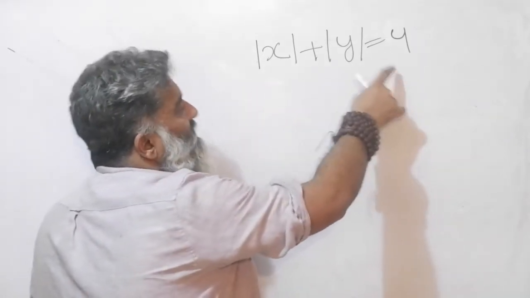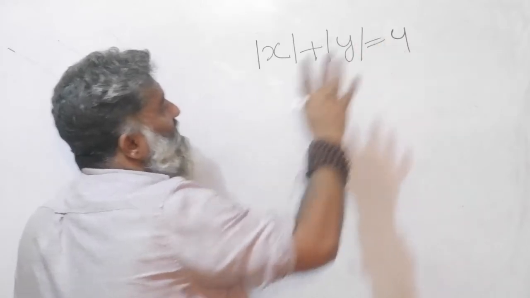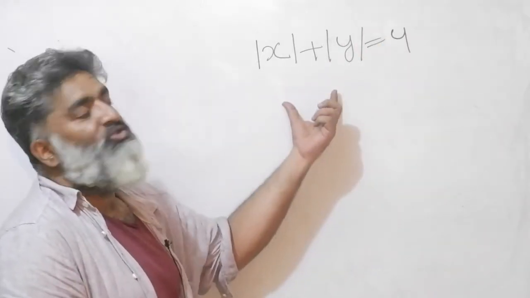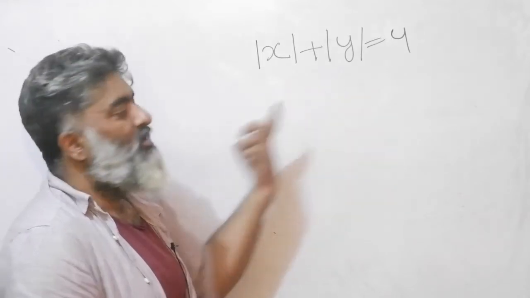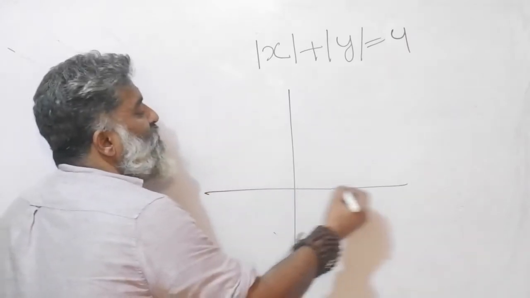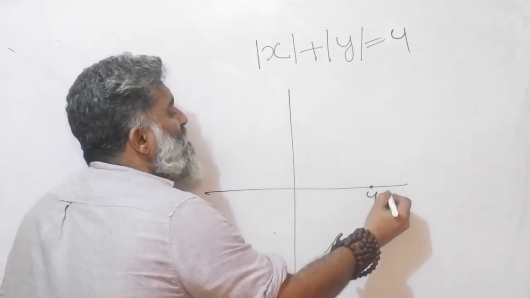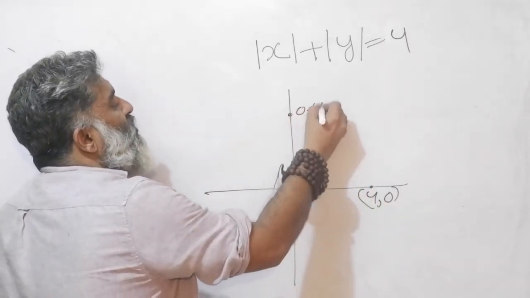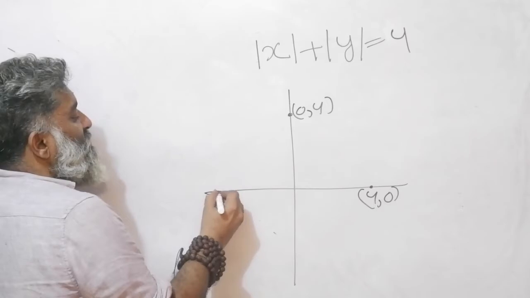So this is the story given to you. Mod of x plus mod of y is equal to 4. And now the question is, how many integer solutions for this equation? So again, first of all, think of your diagram. What are the coordinates going to be? 4 comma 0. Remember a comma 0. What are the coordinates going to be? 0 comma 4.